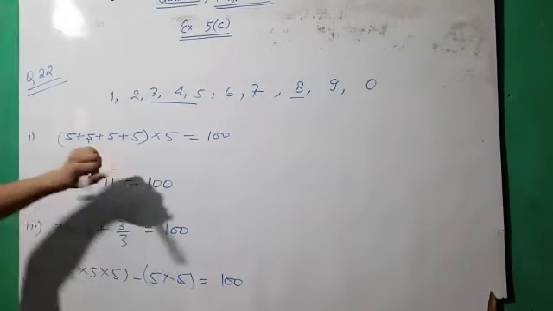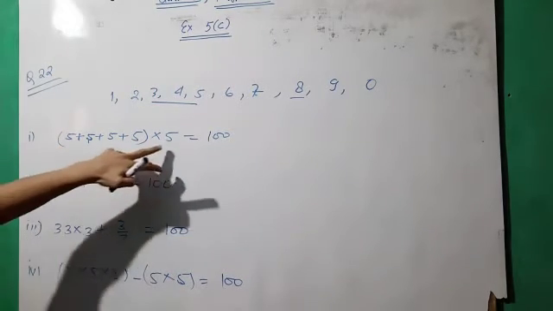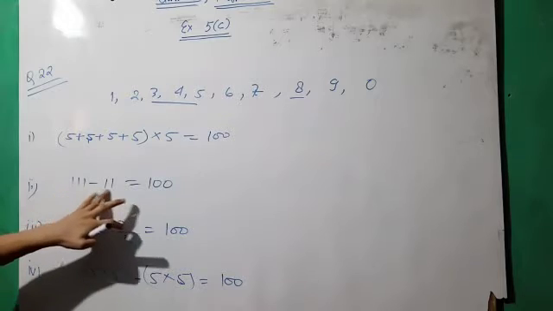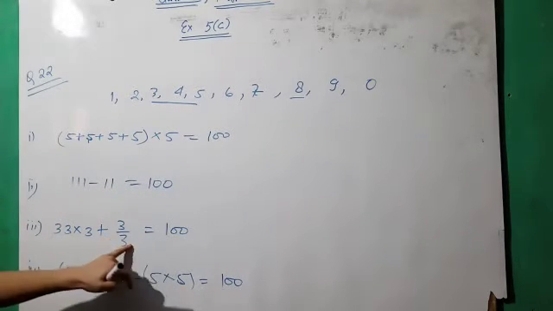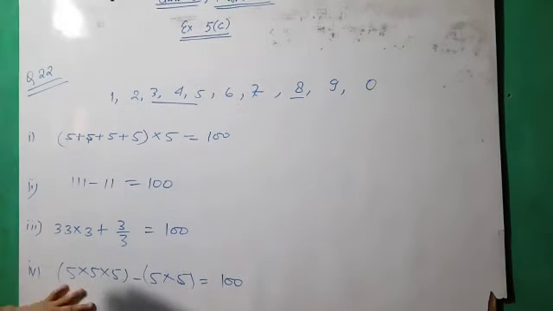First one, 4 times 5 is 20, 20 into 5 is 100. Second one is 111 minus 11, that is 100. Third one, 33 into 3 is 99, 99 plus 1 is 100. And fourth one is 555, 125 minus 25 equals 100.